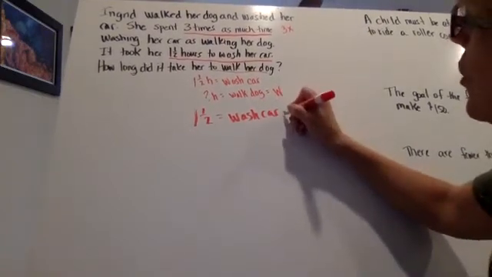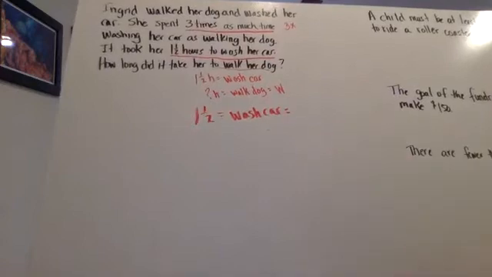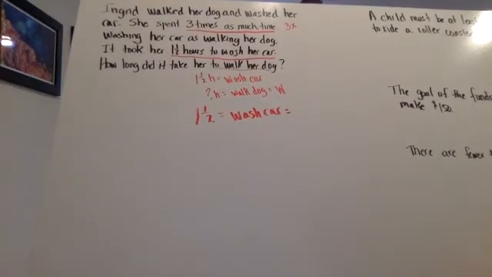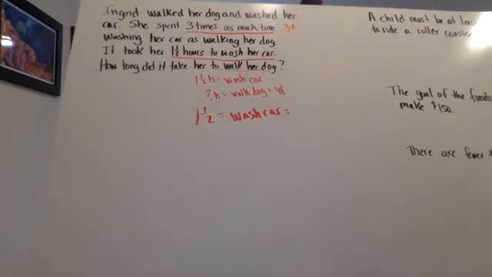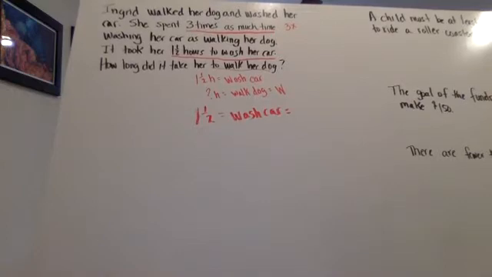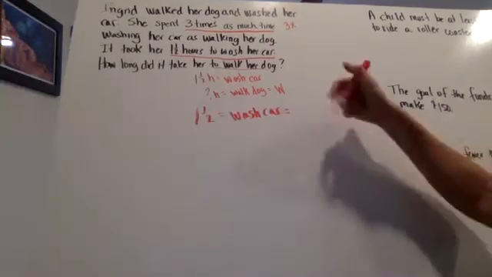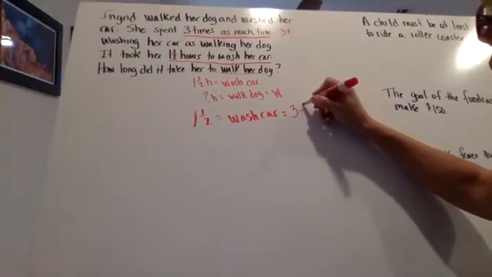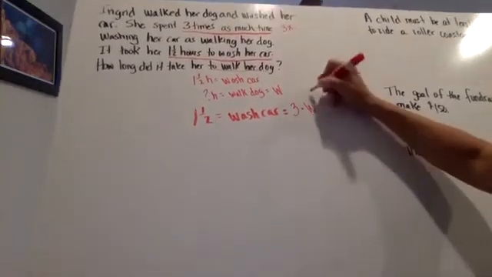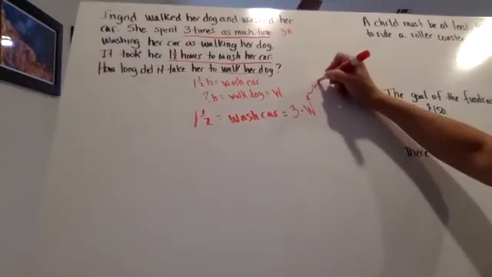3 times as much time washing her car as walking her dog. So washing her car, did that take more time or less time than walking her dog? It says 3 times as much time washing her car as walking her dog. So does that mean she spent more time washing her car or more time walking the dog? More time washing her car. So whatever she spent walking the dog, washing the car was 3 times that. Remember that W stands for walking the dog.